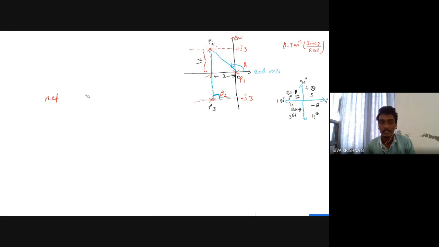Now what about this theta 1? Can everyone tell me, is this in the second quadrant or the first quadrant? This angle is being made here. Second quadrant. So what is the formula for the second quadrant?